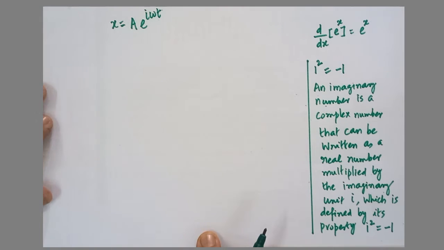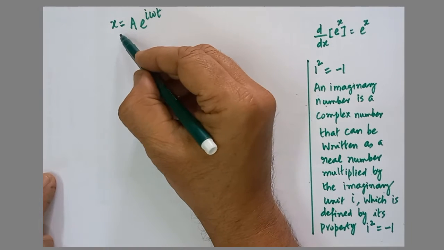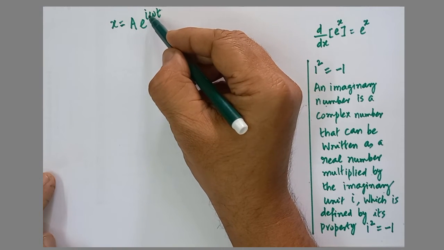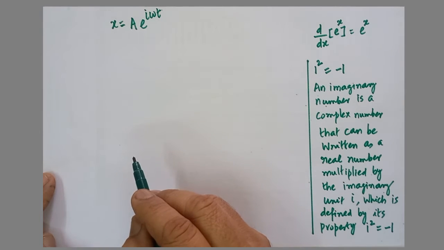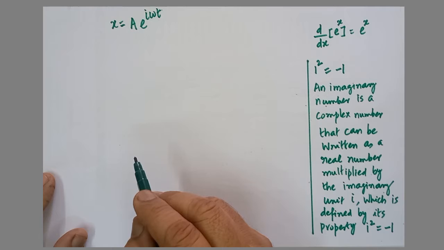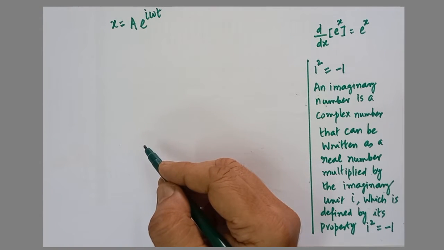Now we are going to check the third equation, whether the given equation represents simple harmonic motion or not. Here, which equation is given? x = A e^(iωt) is given. Are you clear? Very carefully we have to do this problem.